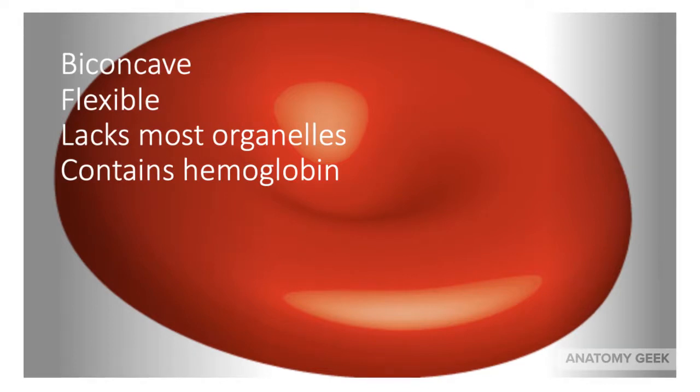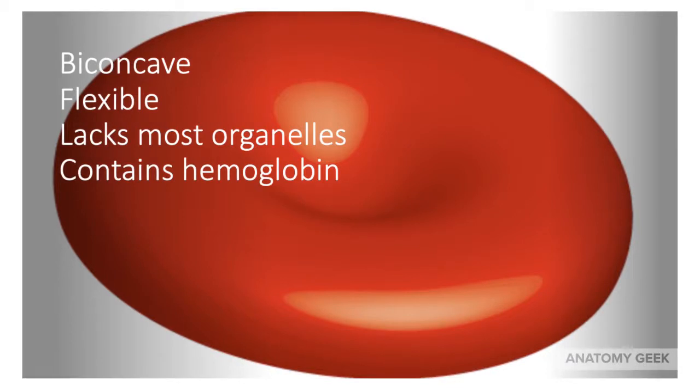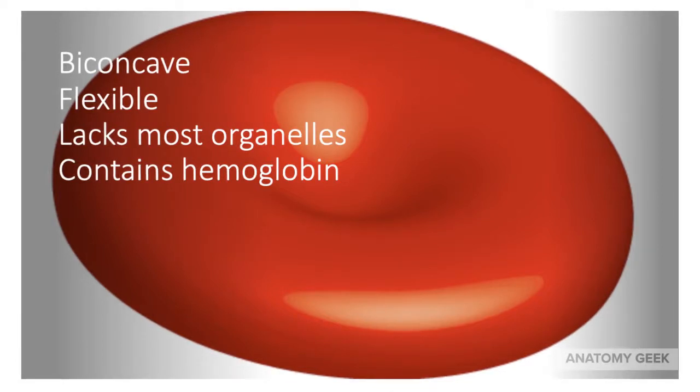Another characteristic of this cell that makes it an excellent oxygen transporter is that it's very flexible. It contains a lot of cytoskeleton, which makes it extremely bendy, flexible, and durable. This allows the red blood cell to pass through even the smallest capillaries.